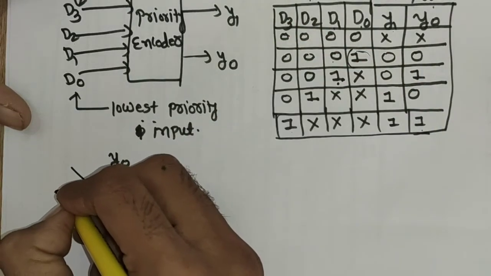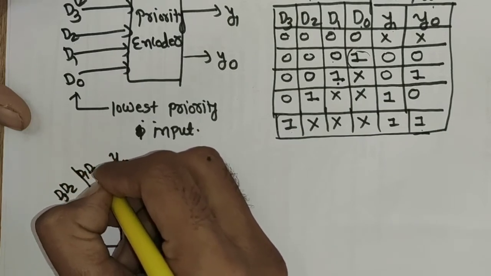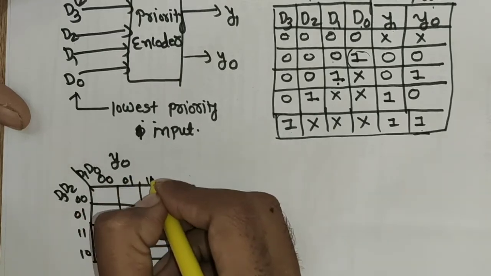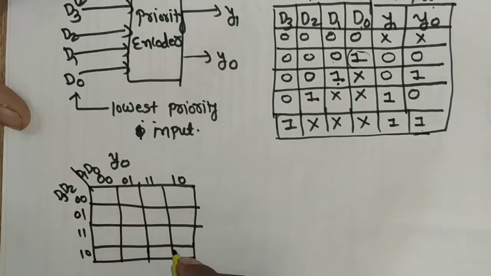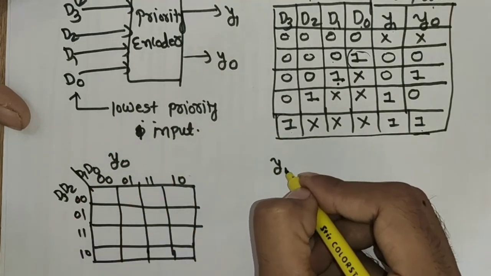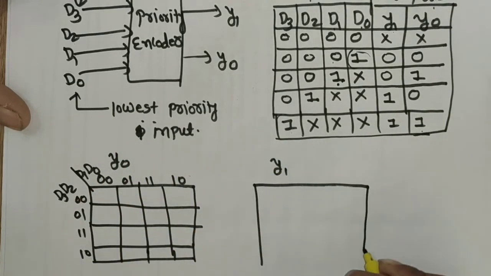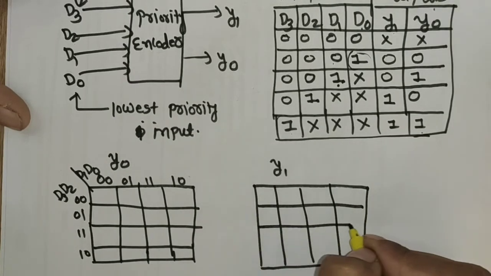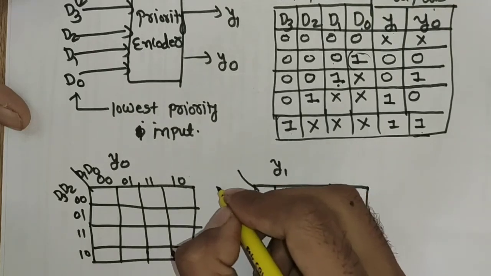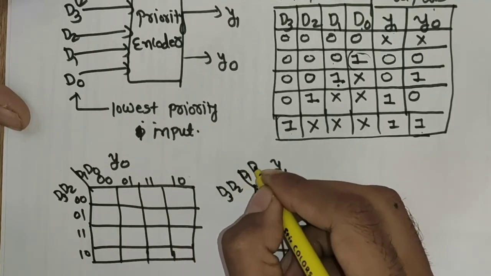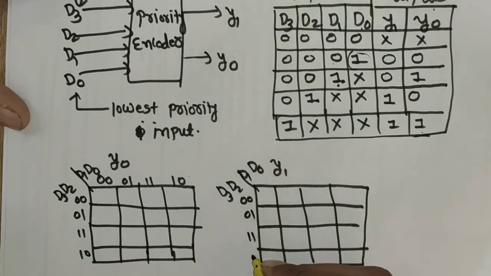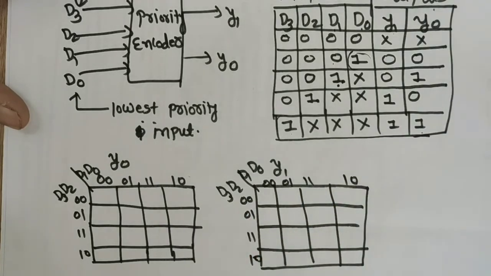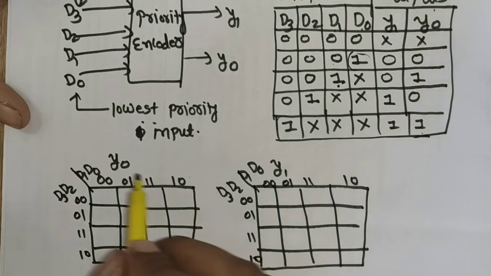The first bit is d3, d2, d1 and d0, 0, 0, 0, 1, 1, 1, 1, 0, 0, 0, 0, 1, 1, 1 and 1, 0, right? This is the equation of y0, and then y1. Again we can design the 4 variable K-map. D3, D2, D1, D0, 00, 01, 11, 10, and 00, 01, 11 and 10.